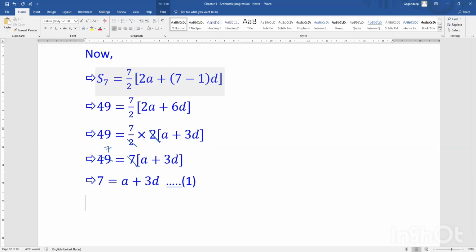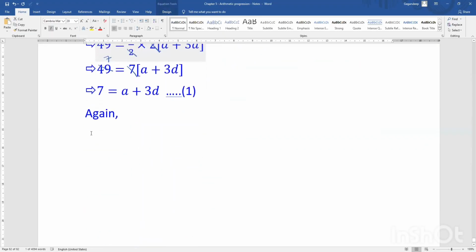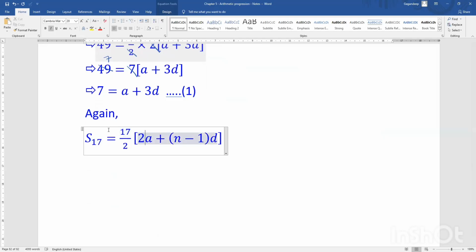Again, I'm going to take S17 this time. So for S17, I just take this formula and show you the substitution. So first I write this formula and write S17. So S17 equals 17 by 2 into 2a plus 17 minus 1 into d.